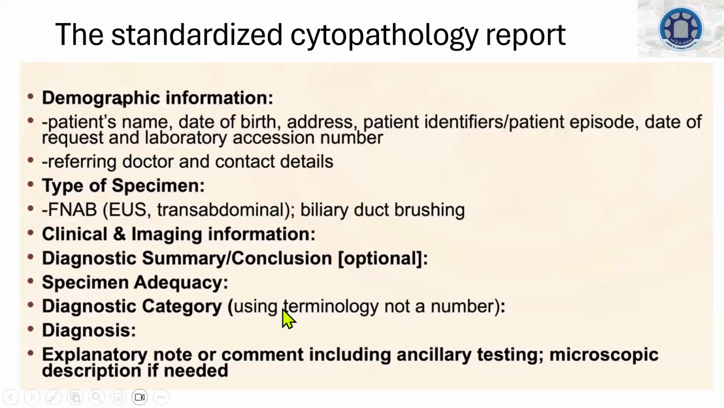Diagnostic category is very important, but don't use the numbers like we use Bethesda 1, 2, 3, 4. No, you have to use the terminology, that is whether it is negative, atypical, suspicious, malignant, like that. Then you have to put a diagnosis. And please understand, especially the residents, the explanatory note or comment.